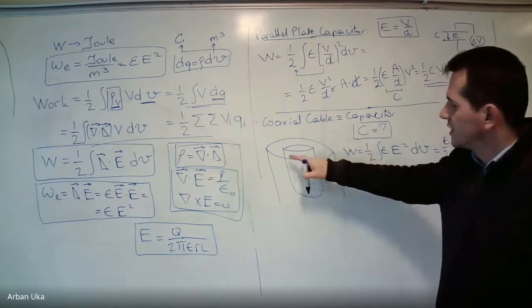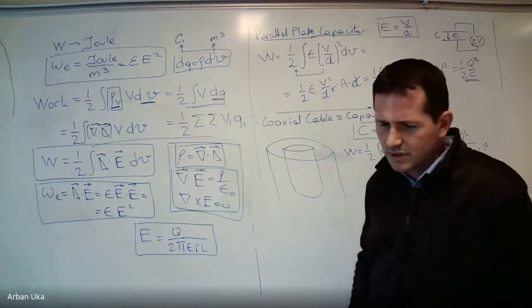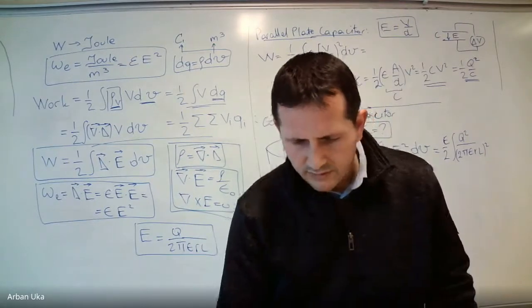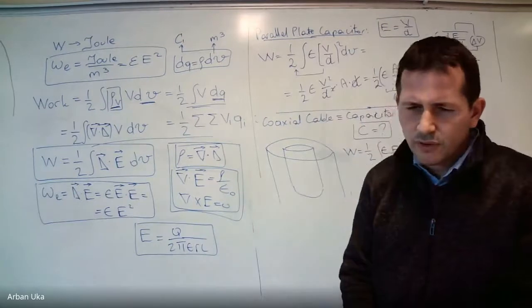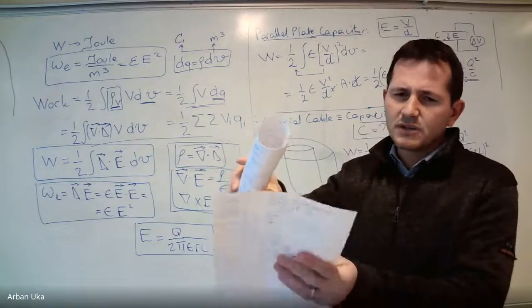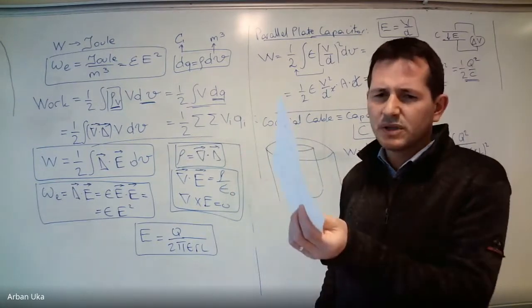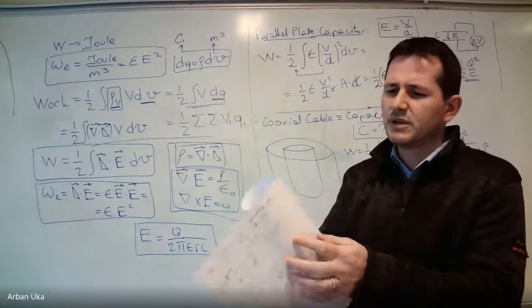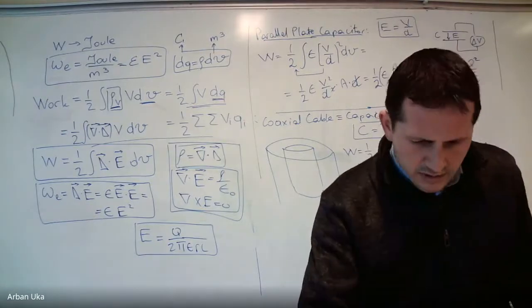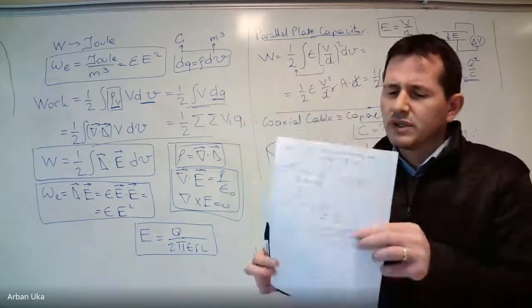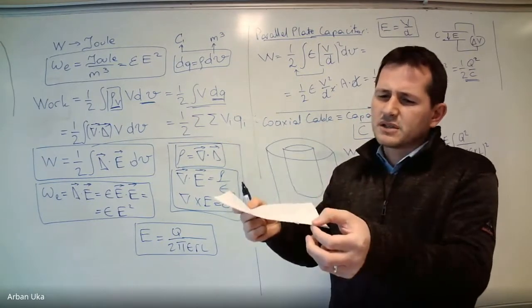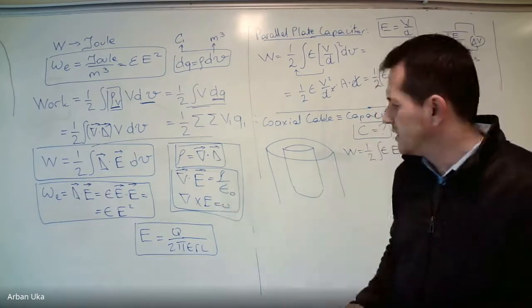Now, how can we integrate over the volume of a cylindrical shaped object? We can assume that we have a piece of paper. This is a cylindrical shape, and we increase its volume using an infinitesimally small volume, which is the volume of this piece of paper that we wrap around it. The volume of this piece is this side multiplied by this side times the thickness. The thickness is going to be equal to dr.